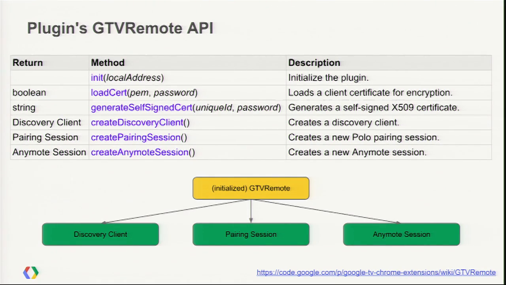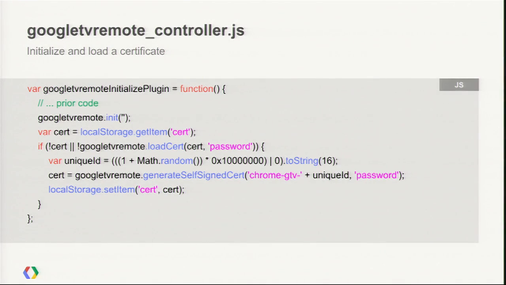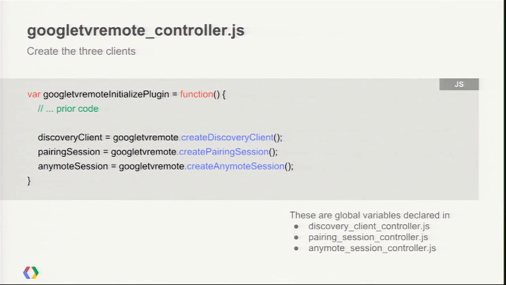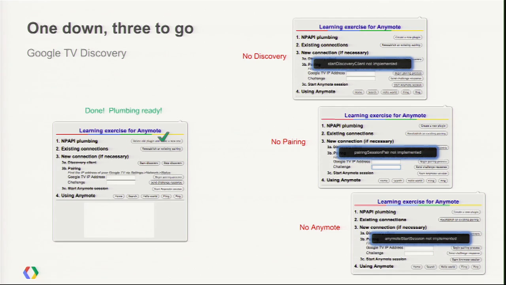Then you need to initialize. So the initialization step, there's an init, and then the main thing that happens in initialization is your certificates. Your certificate is how you're identified to the TV. Once you're paired, it's that certificate which says, hey, I trust this device. It's used for encryption. Some boilerplate stuff in here, you don't have to worry about the details. But once you've got that certificate made, once you're paired, you want to hang on to that certificate. And then initialization is ready to go. So you make these 3 clients: discovery, pairing, Anymote. Say it a couple times there.